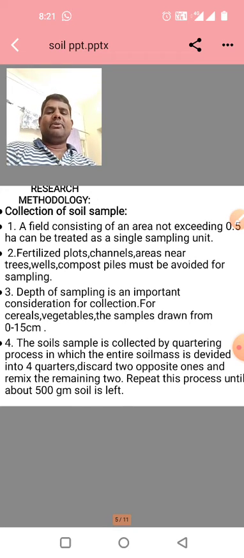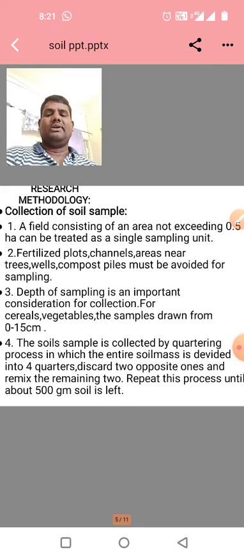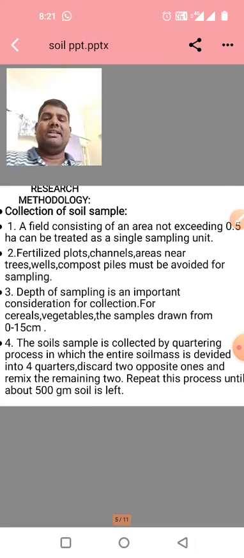The soil sample is collected by the quartering process, in which the entire soil mass is divided into 4 quarters. Discard two opposite ones and remix the remaining two. Repeat this process until about 500 grams of soil is left.